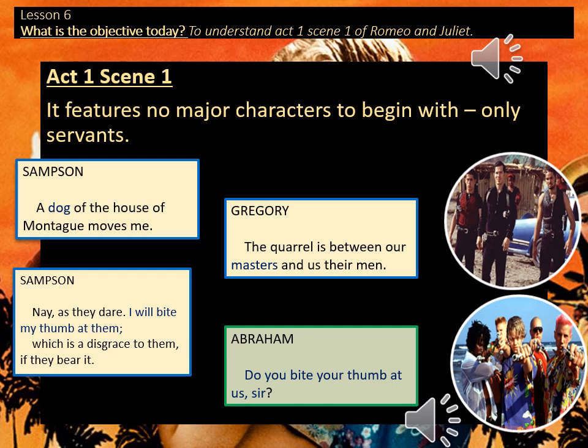You'll also notice some of the other language used there to establish the conflict between the two families. Okay, Samson refers to the Montagues as dogs. Gregory refers to the quarrel, as well as that biting thumb incident.